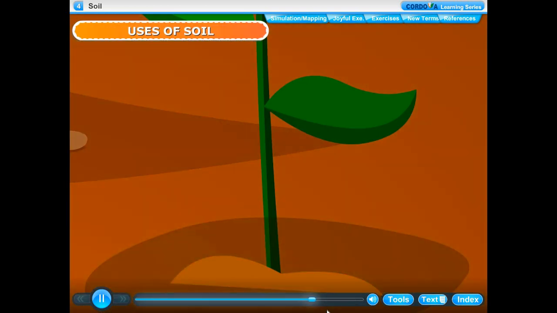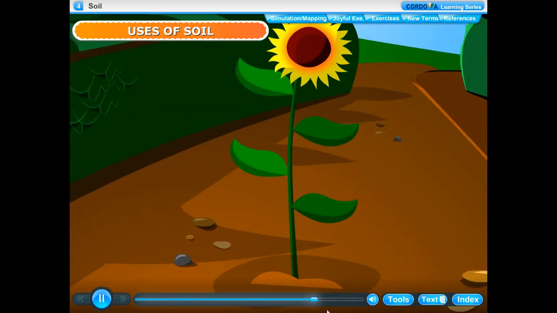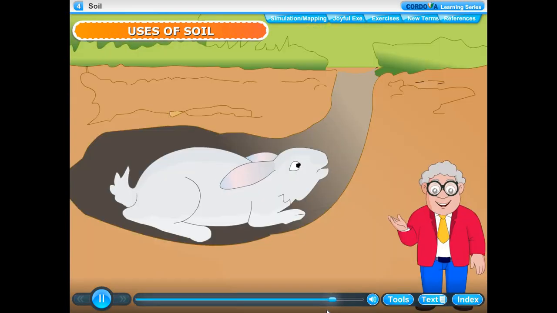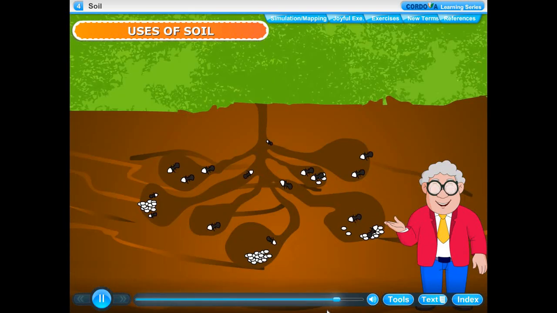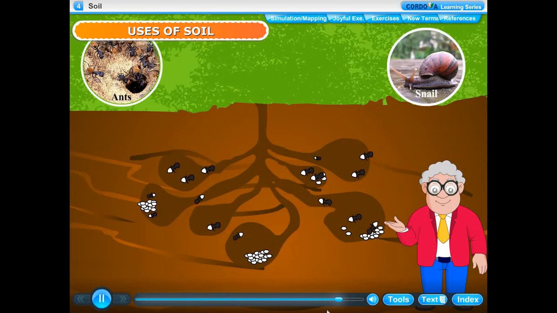Uses of soil. Soil is useful in many ways. All plants grow in soil. Soil contains water and minerals that plants need for their growth. Imagine, if there was no soil, there would be no plants and we would have no food. Soil is home to many animals. Ants, snails, earthworms, and many other animals live in soil.